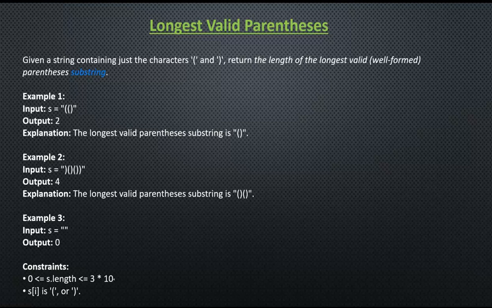Look at the example 1. Input S is equal to open parenthesis, close parenthesis. Obviously, the output is 2. The longest valid parenthesis substring is 2. Example 2, output is 4. Example 3, output is 0. And the constraints are also given for reference.